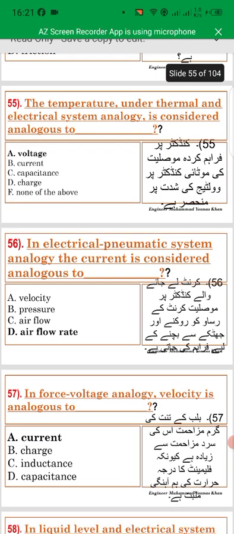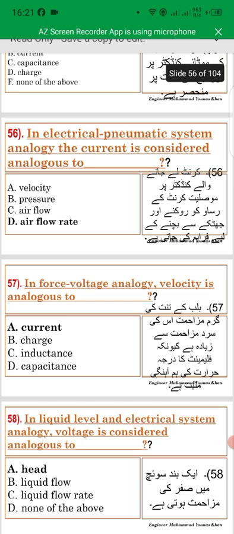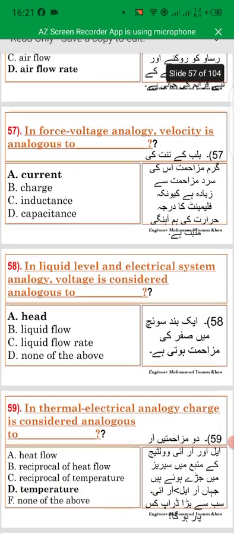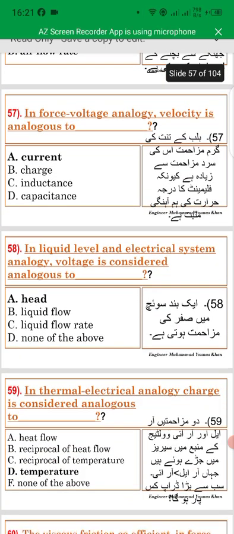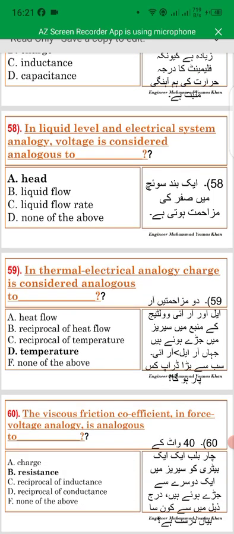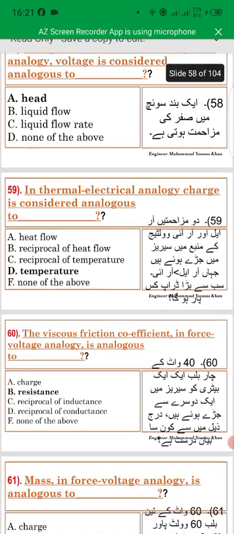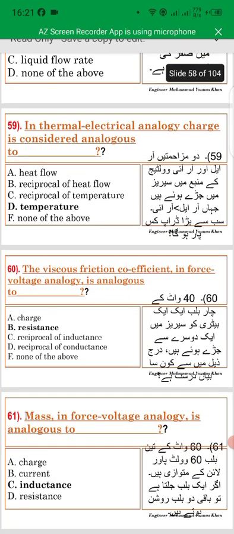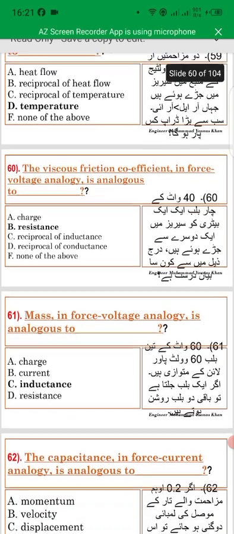The temperature under thermal and electrical system analogy is considered analogous to voltage. In electrical pneumatic system analogy, the current is considered analogous to airflow rate. In a force voltage analogy, velocity is analogous to current. In a liquid level and electrical system analogy, voltage is considered analogous to heat. In thermal electrical analogy, charge is considered analogous to temperature.